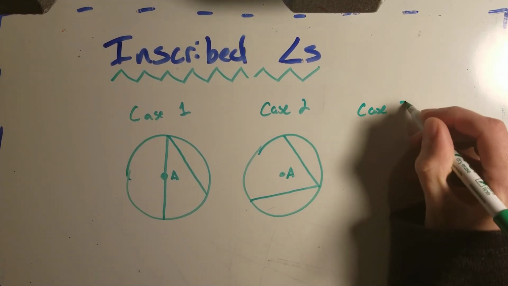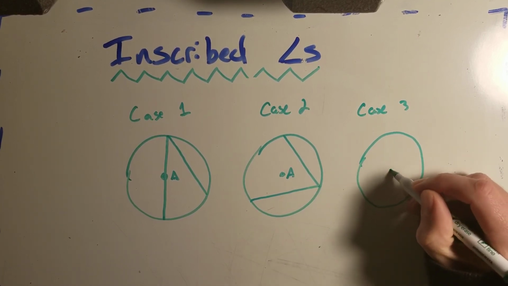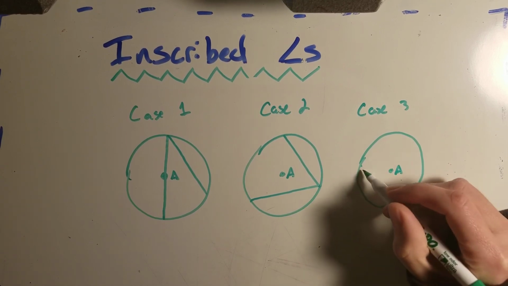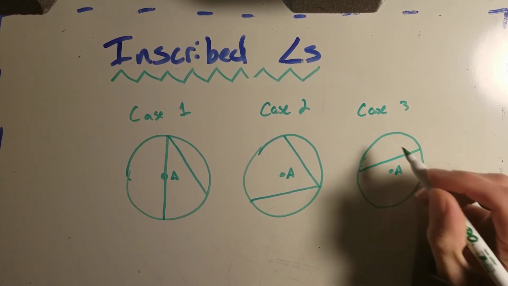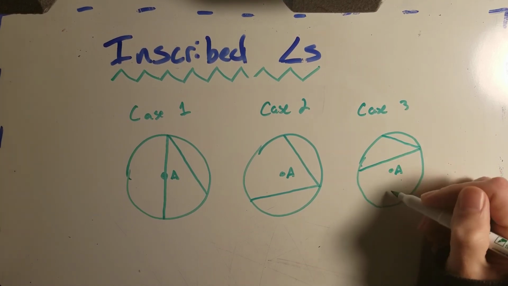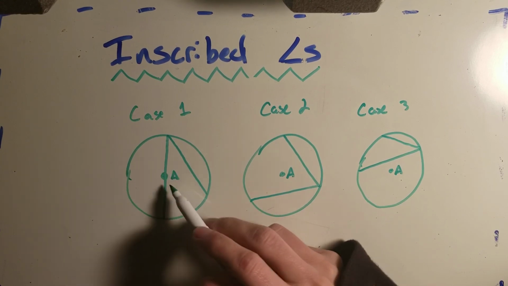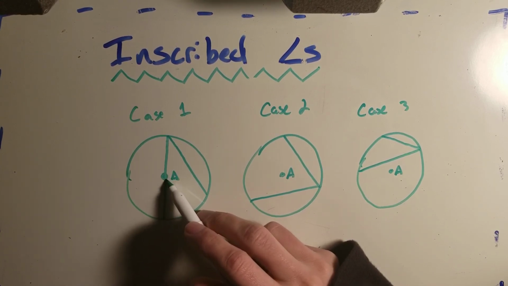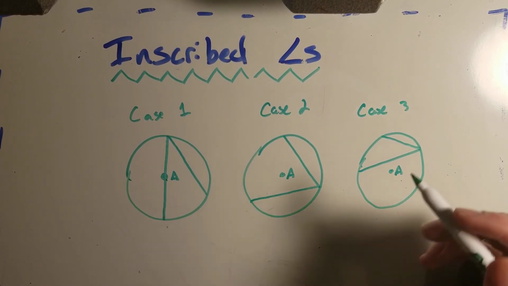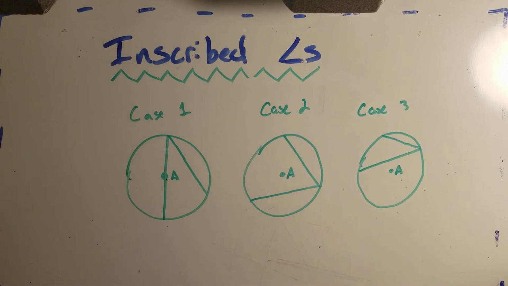And that leads us to case 3 with an inscribed angle. Ooh, not my best circle. That would be if you have an inscribed angle, the third type, where the center is not on the interior, it's on the exterior of that angle. So case 1, you can have an inscribed angle with the center falling on one of the sides. Case 2, the center is in the interior of the angle. And in case 3, the center is in the exterior of the angle.